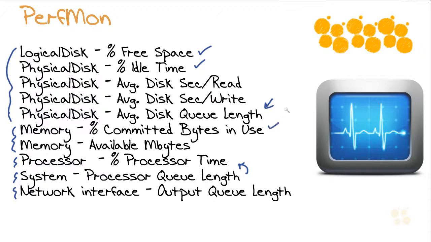For memory, I want the percentage committed bytes in use to be less than 80%. For memory available megabytes, I obviously want this to be greater than 5% of the total RAM in the system. For our processor percent processor time, we like this to be less than 85%. For the system processor queue length, this really shouldn't be more than twice the number of CPUs that you have in the system for an extended period of time. And finally, on the network interface output queue length, I want this number less than 2. Otherwise, the network interface card might be my bottleneck.